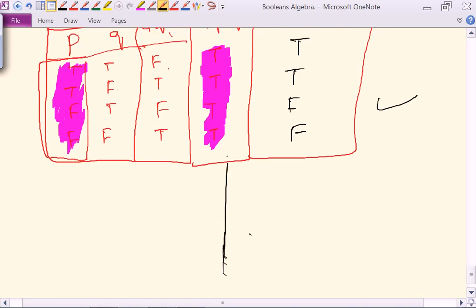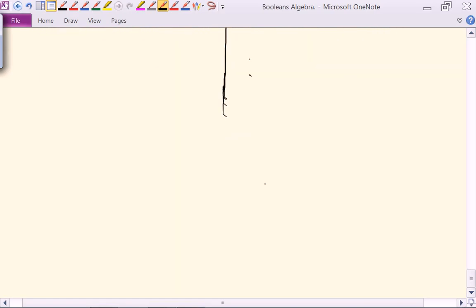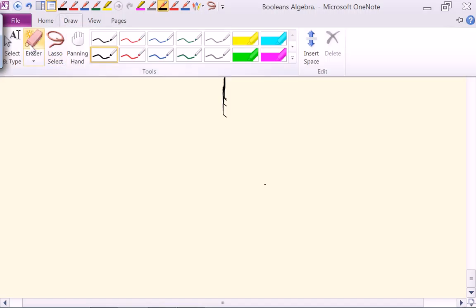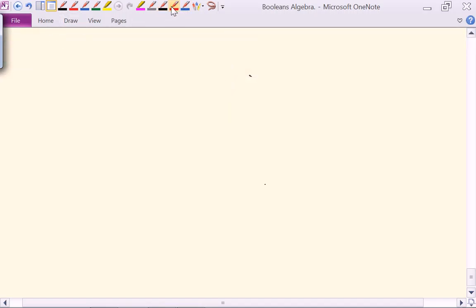Similarly, we could have another one. Let's make another question. It says: P or Q or negation of P and negation of Q. One thing here: this is not negation of P. First you have to do P or Q, then overall you have to do the negation. That's important here. And this will be your home task.